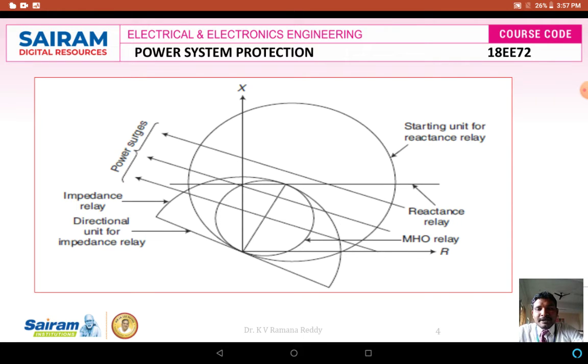The impedance relay characteristics and reactance relay characteristics are linear here, and if the operating point lies within the characteristics of this circle, then it will start the protection, otherwise it won't protect.